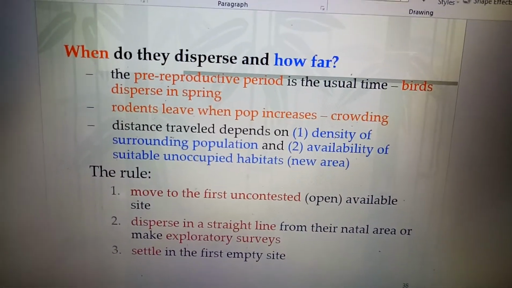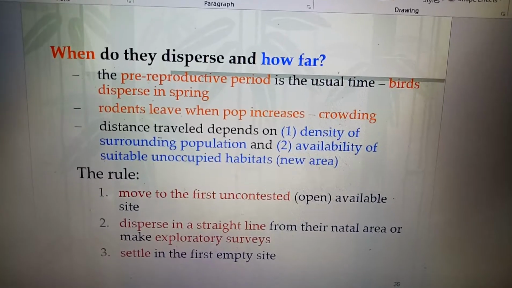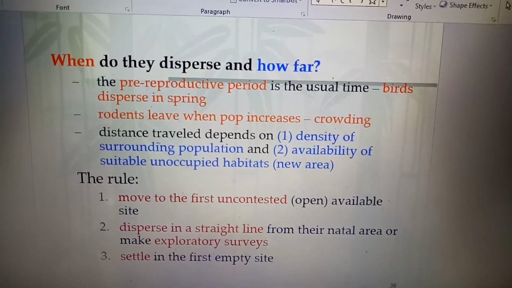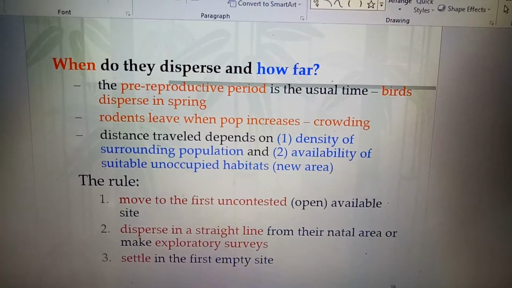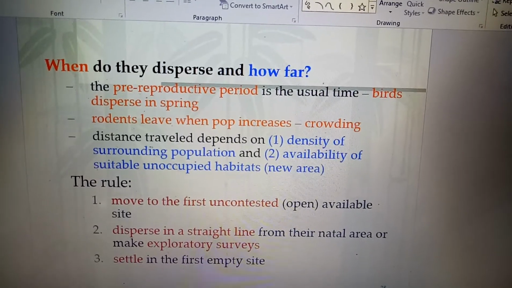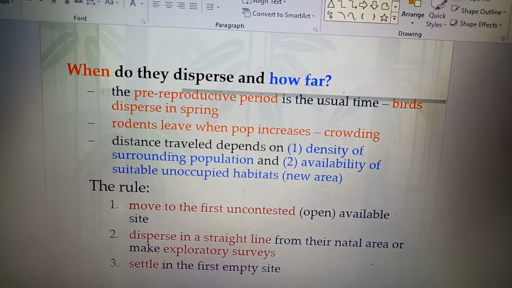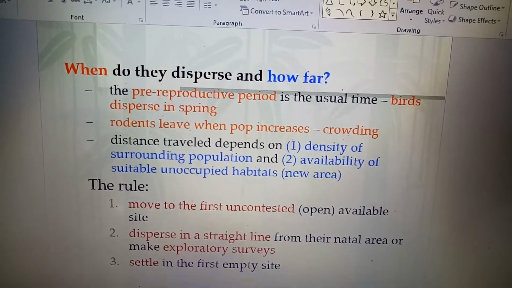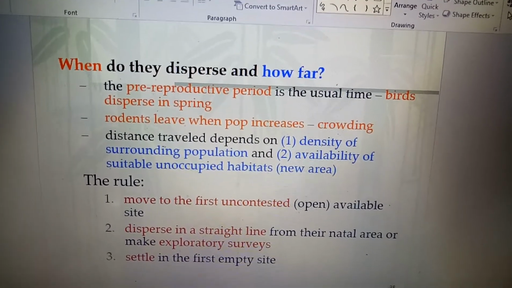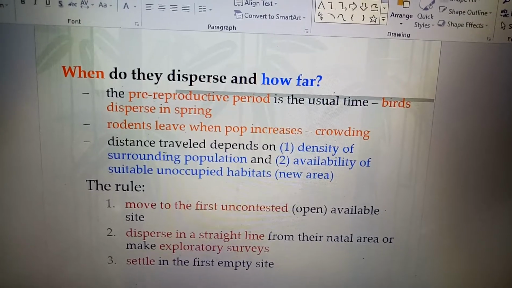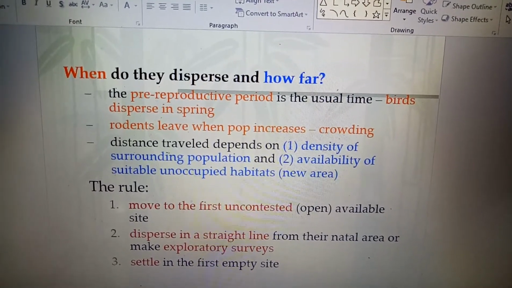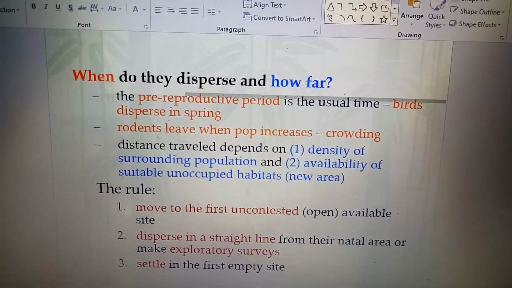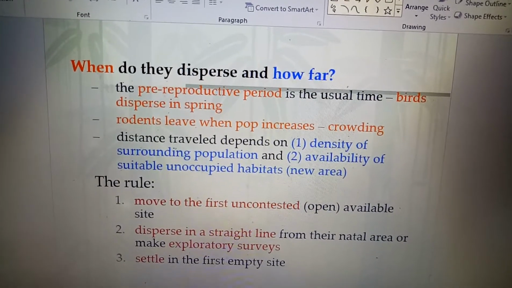Next, when do they disperse and how far? Of course, the reproductive period is the usual time for birds to disperse, in spring. Rodents leave when the population increases during crowding. And distance traveled depends on 2 reasons. Number 1, density of the surrounding population, and number 2, availability of suitable unoccupied habitats in the new area.